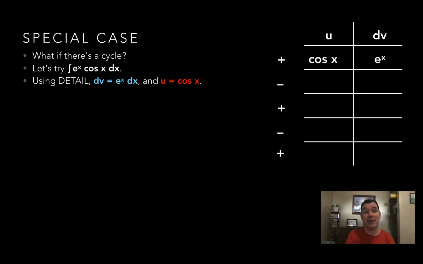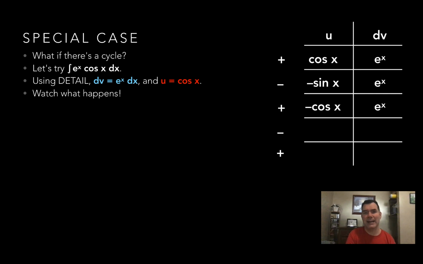If I use DETAIL, then dv is e to the x and u is cosine of x. And so watch what happens. I'm going to keep taking the derivative of whatever's in the u column, and I'm going to keep taking the antiderivative of whatever is in the dv column. So my next row has a negative sine x under the cosine x, and it has an e to the x under the e to the x. I still don't know what the antiderivative of that product is, so I keep going and I get negative cosine x and e to the x again.